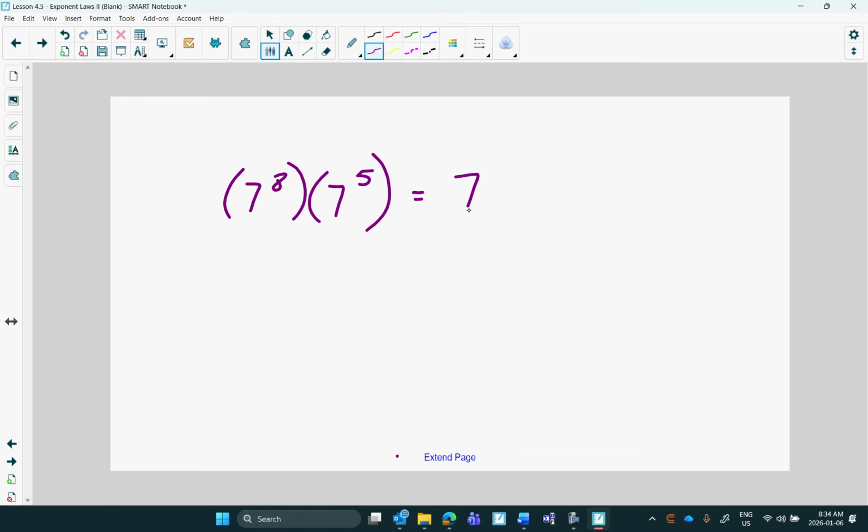The base stays the same, and we add the exponents. So it's 7 to the 13th. Okay?